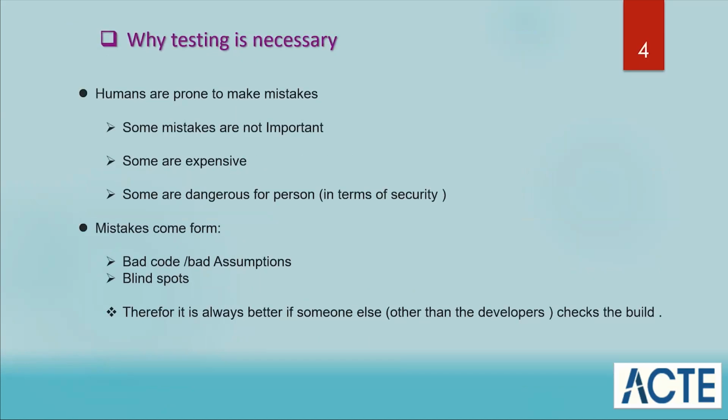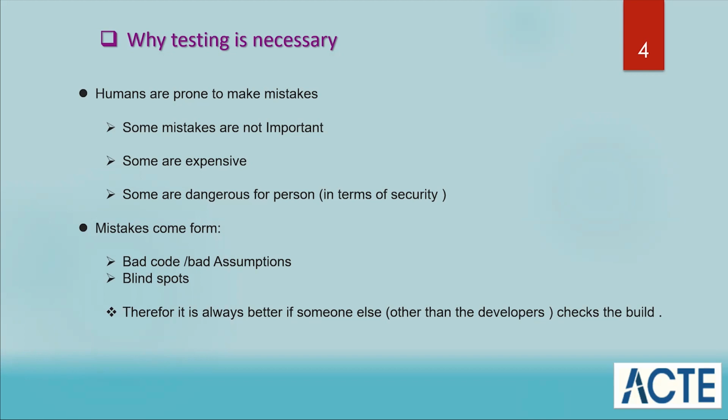Moving ahead, we have some more points in why testing is necessary. Anything that is done by humans is mistake prone, meaning some mistakes will be there when a human is doing it. So if I'm doing some mathematical calculation, I might make mistakes. But if I do it with the help of a calculator, there will be a surety that there will be no mistakes in the calculation.